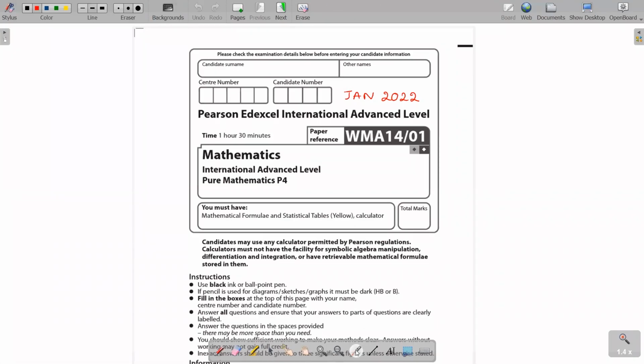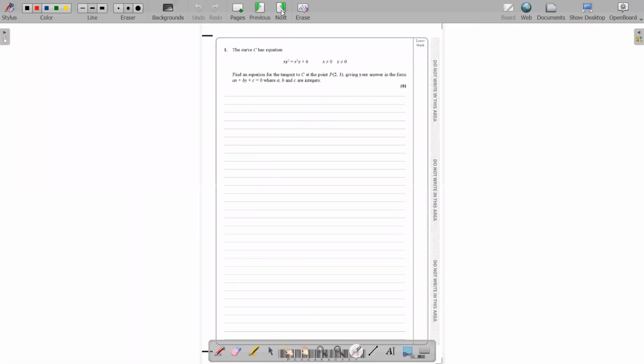Okay, so today we are going to discuss the Jan 2022 P4 paper. So we'll start with the first question.